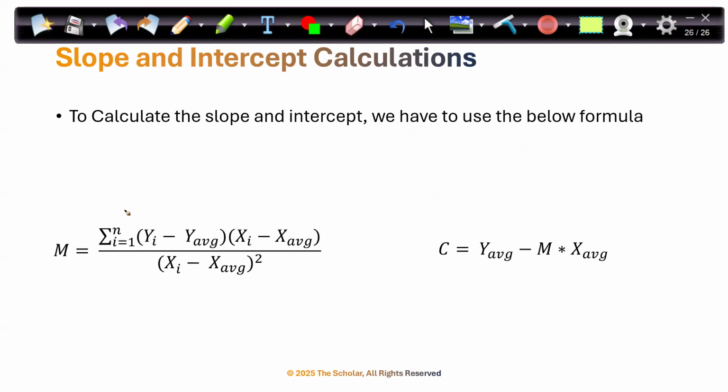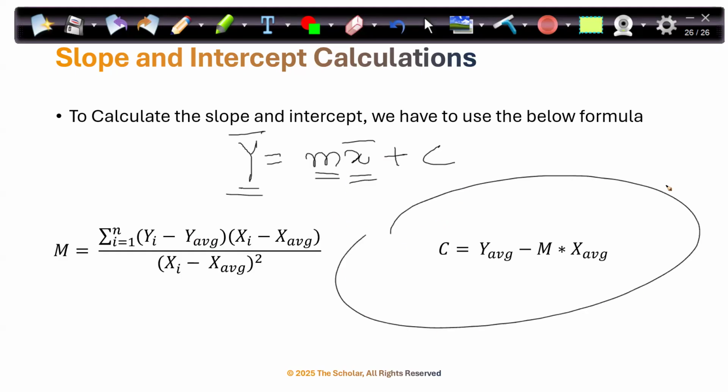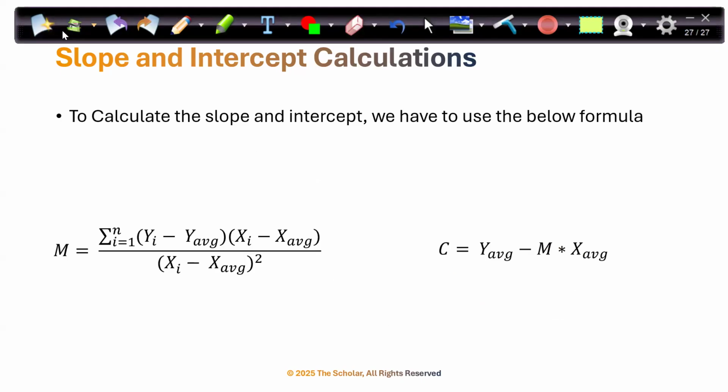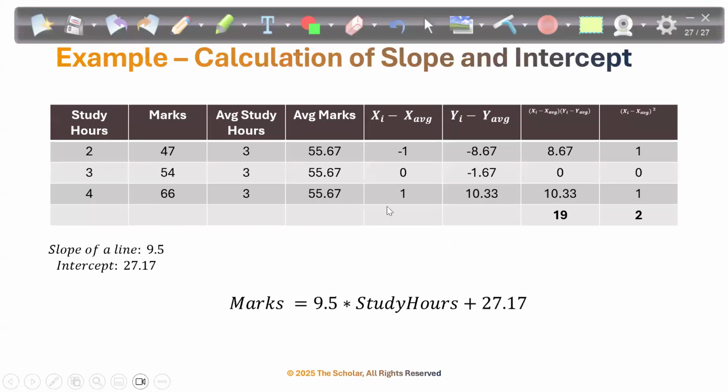Now, once I have m with me, I know that my line will always pass from the average. So I know my y average as well. I know my x average as well. I now know m as well. I can very well find the c also, right? So y average minus m x average is nothing but my c. Now let's take an example so that we'll understand what I'm talking about, okay? So we got these two equations. We'll keep it in mind and we'll try to solve one example here.